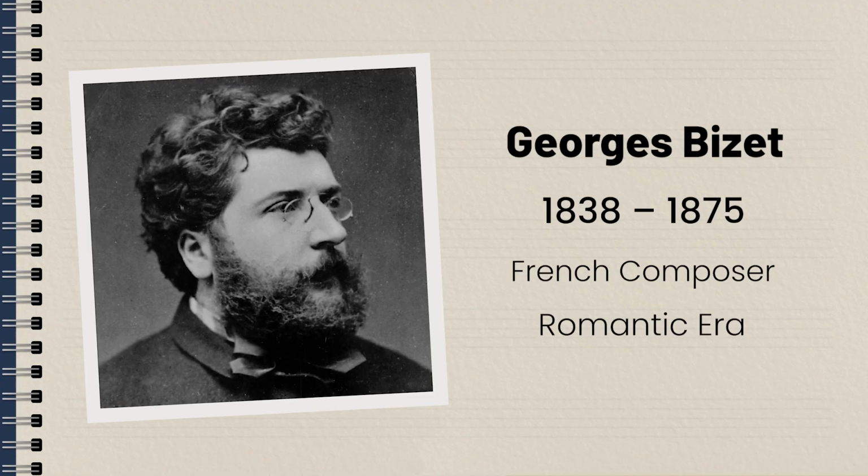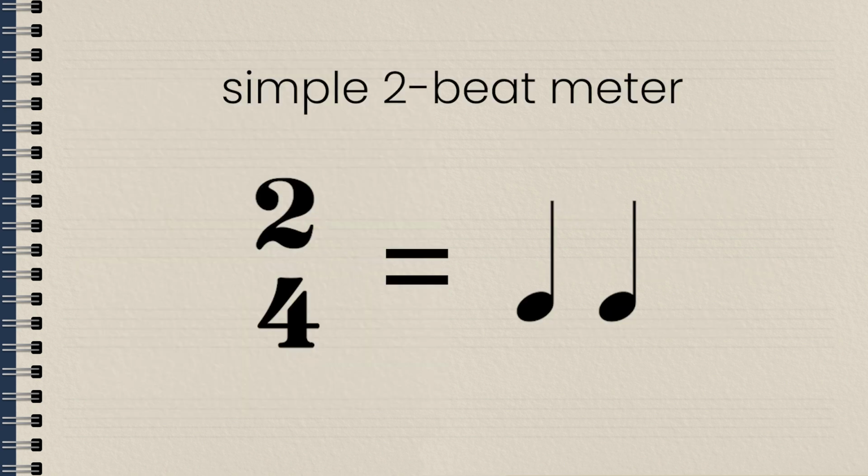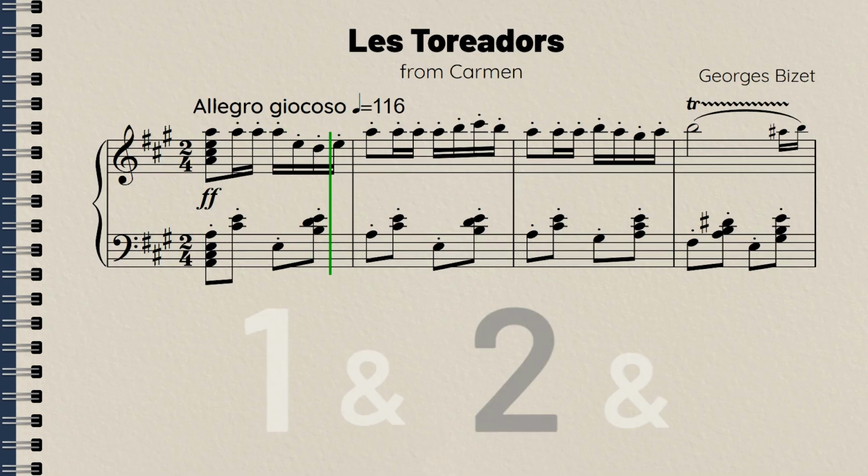Now, let's explore some of the most common simple, compound, and irregular time signatures with examples from classical music. For a simple 2-beat meter, consider Le Toreadors from Bizet's Carmen. This piece is in 2/4 time, meaning each measure contains 2 quarter notes or their equivalent in note value. 1 and 2 and 1 and 2 and.